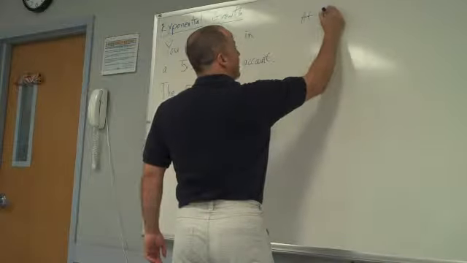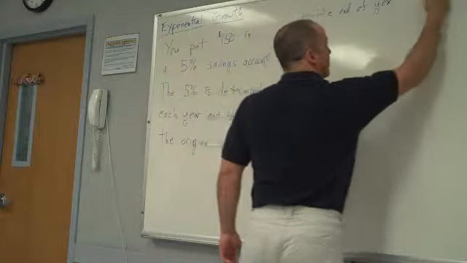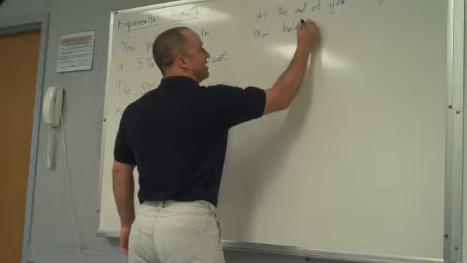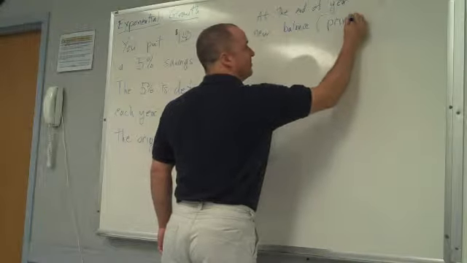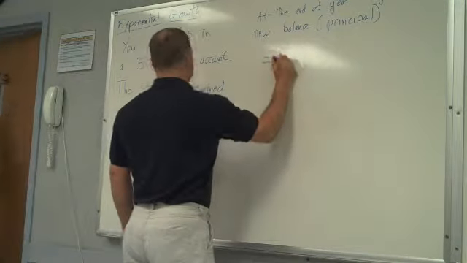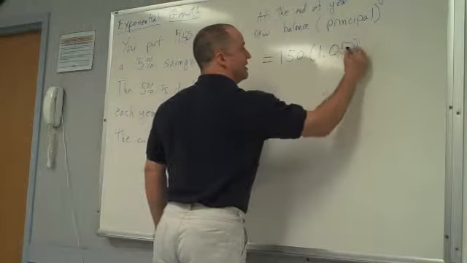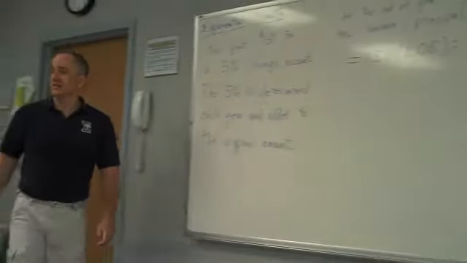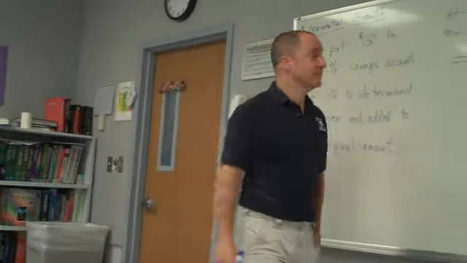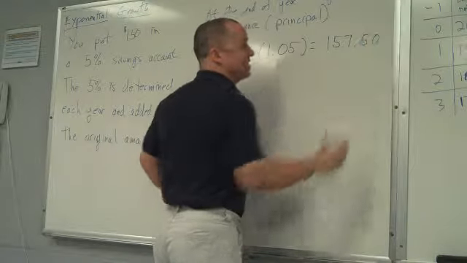So at the end of year one, your new balance, which is also called the principal, will be 150 times 1.05. Amy, can we impose? 150 times 1.05? 157 and 50 cents.